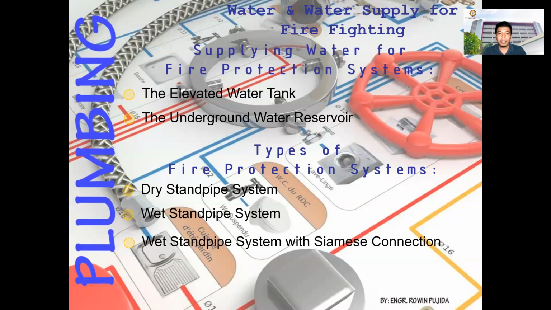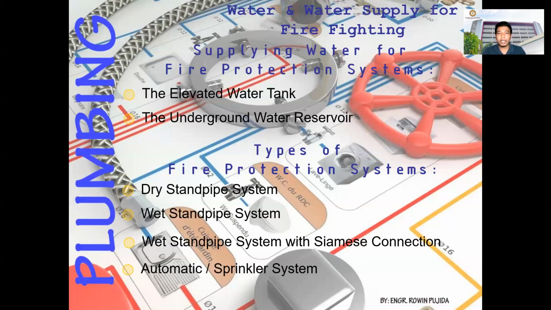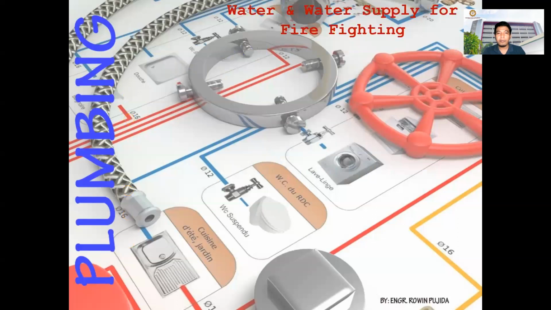And then we also have a wet standpipe system with Siamese connection. You have two water outlets, and then you can also have an automatic or sprinkler system. Those are the types of fire protection system.